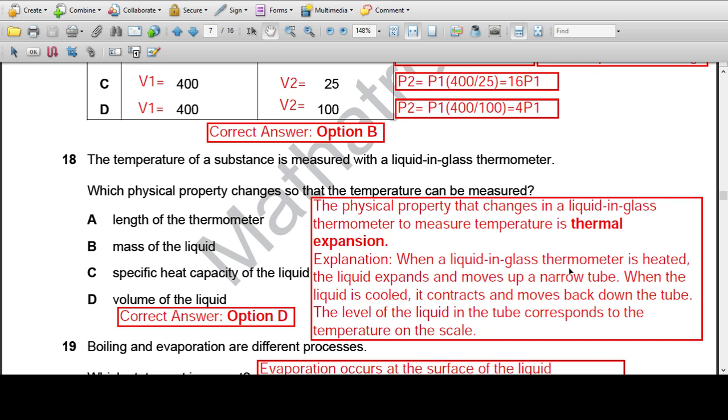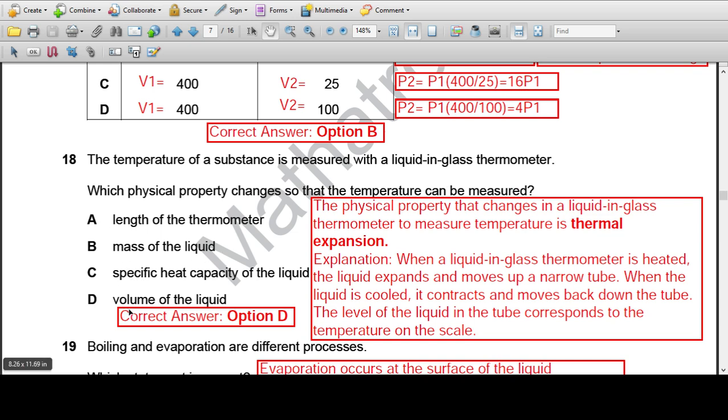When a liquid in a glass thermometer is heated, the liquid expands and moves up the narrow tube. When a liquid is cooled, it contracts and moves back down the tube. The level of the liquid in the tube corresponds to the temperature on the scale. So which property changes so that the temperature can be measured?